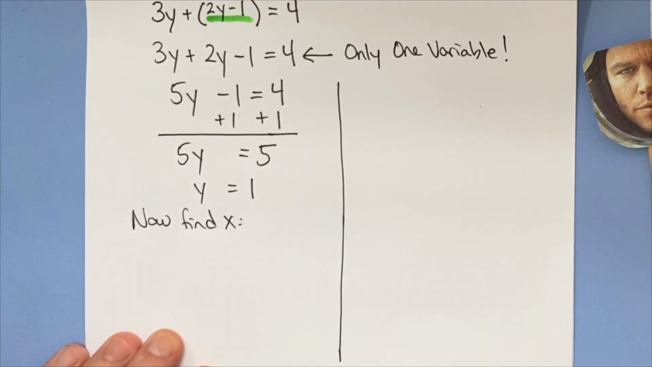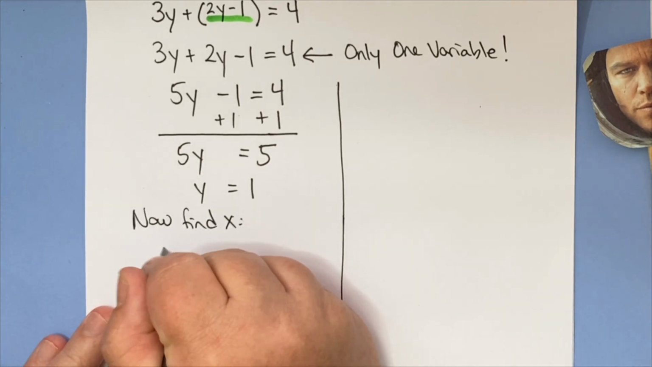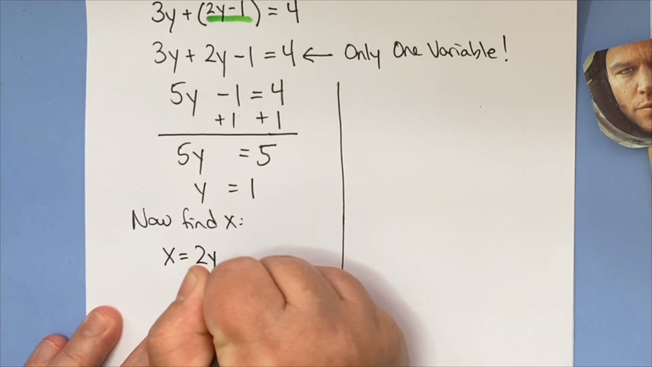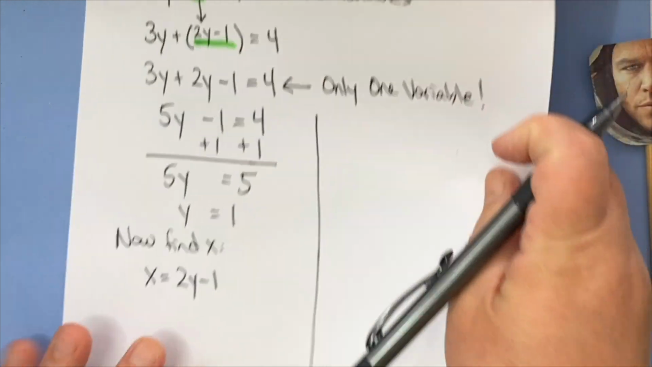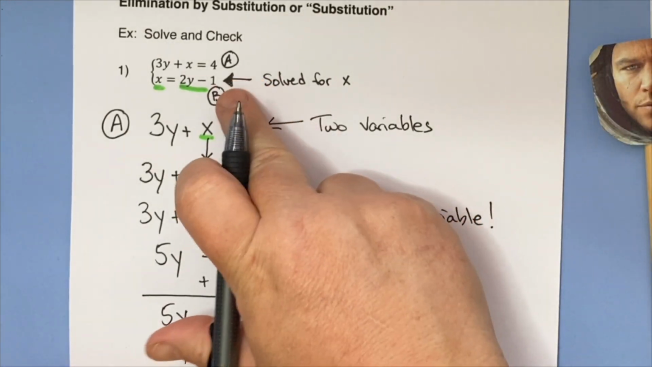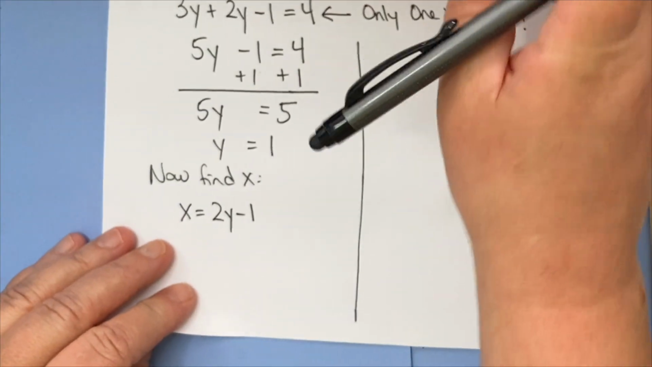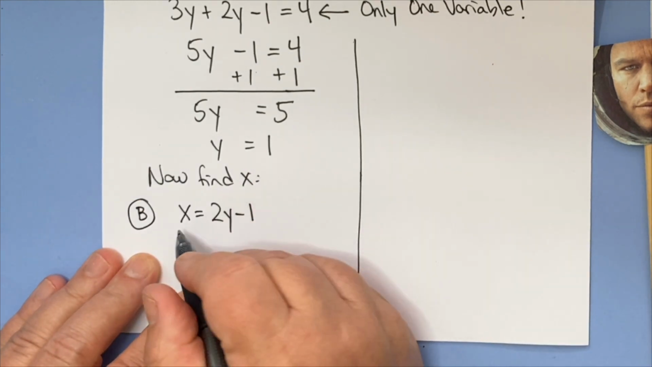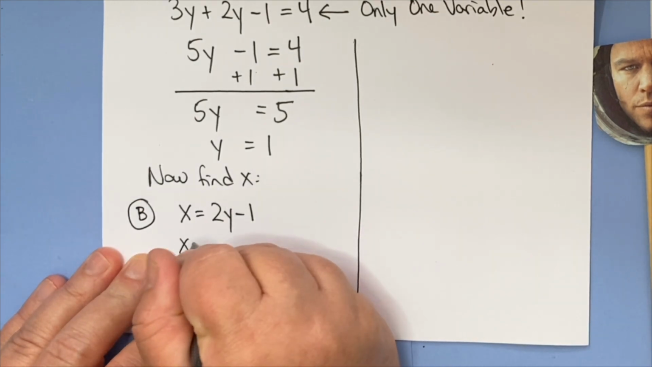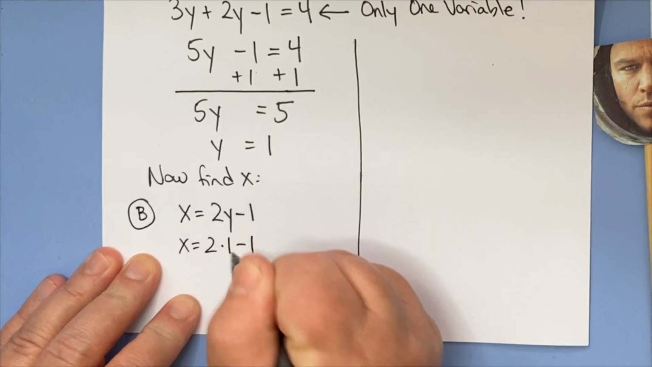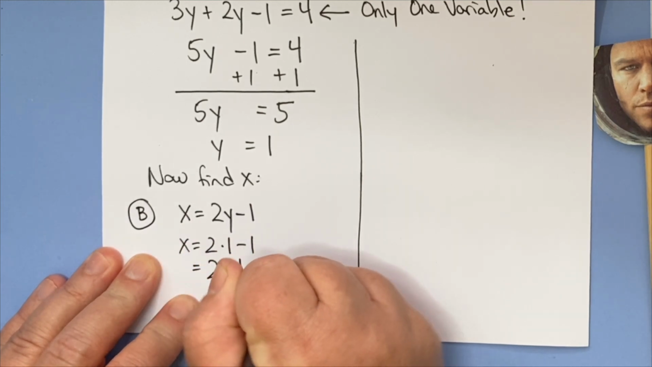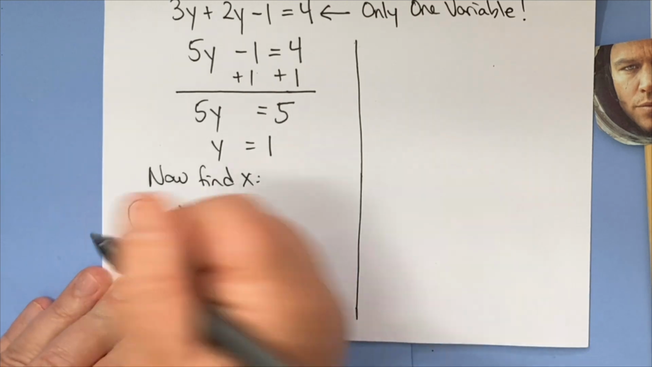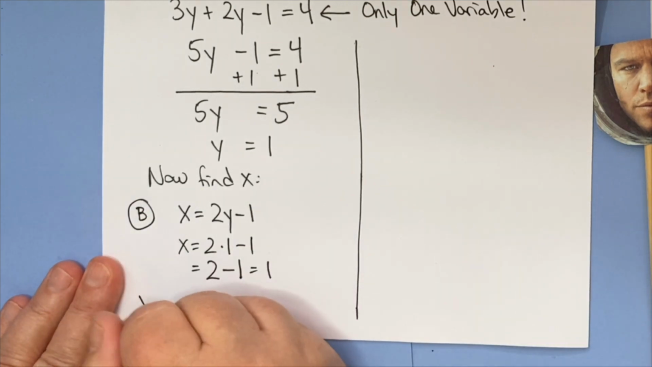I can choose either of the equations. I'm going to go ahead and use x equals 2y minus 1. That's the b equation. So I'm using the b equation to find x. And let's see, y is 1, so x equals 2 times 1 minus 1. That's 2 minus 1, which equals 1. So y and x are both 1.